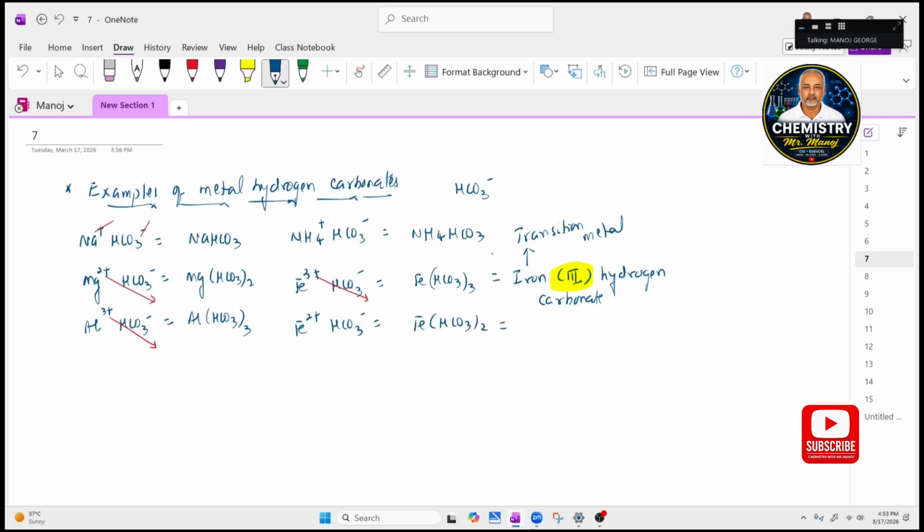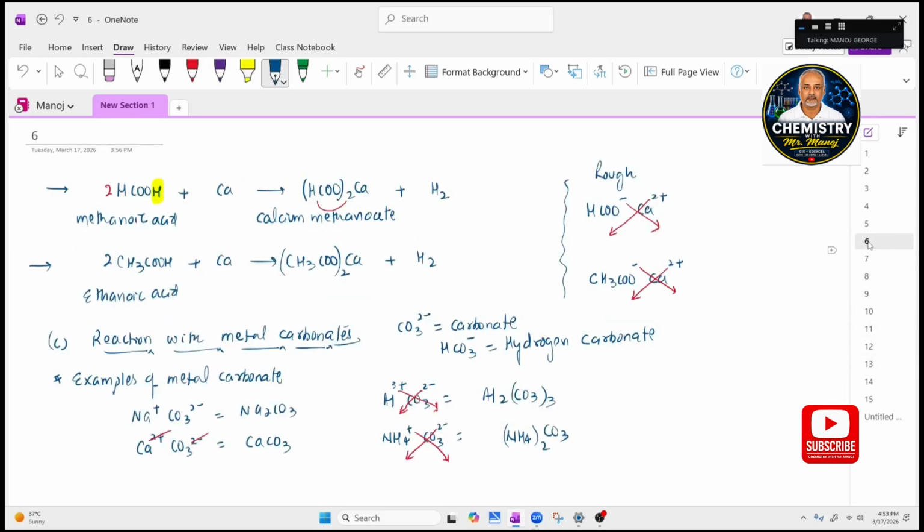Fe(HCO3) twice. So we call this iron 2 once again because it's a transition metal, so I have to put that oxidation number there. Iron 2 hydrogen carbonate. Okay. So these were all the carbonates and the hydrogen carbonates that you are supposed to know. So far, any questions? Pause for a few seconds.